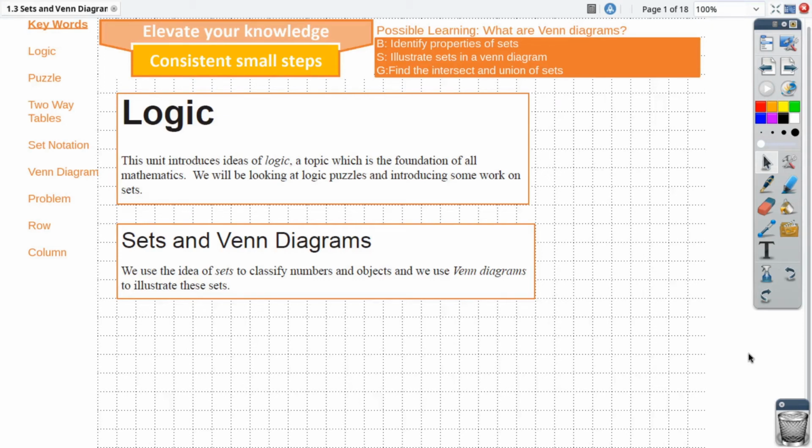This unit introduces ideas of logic, a topic which is the foundation of all mathematics. We will be looking at logic puzzles and introducing some work on sets. We use the idea of sets to classify numbers and objects, and we use Venn diagrams to illustrate these sets.